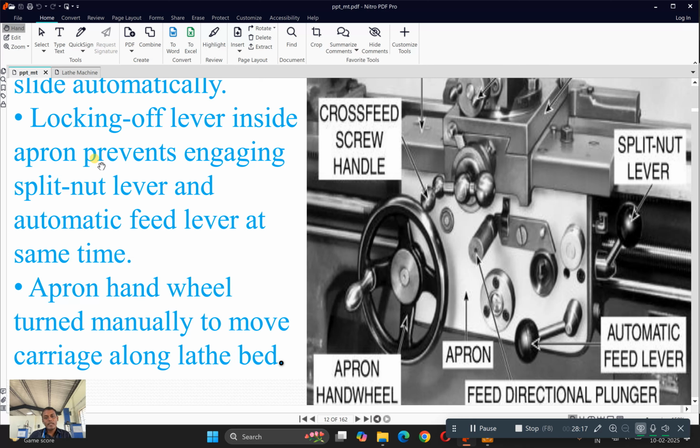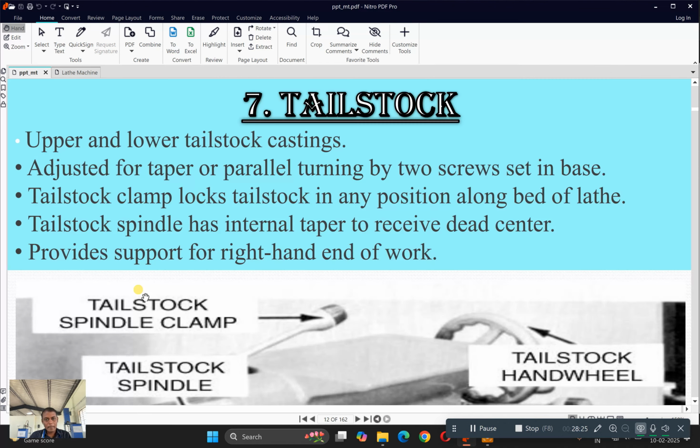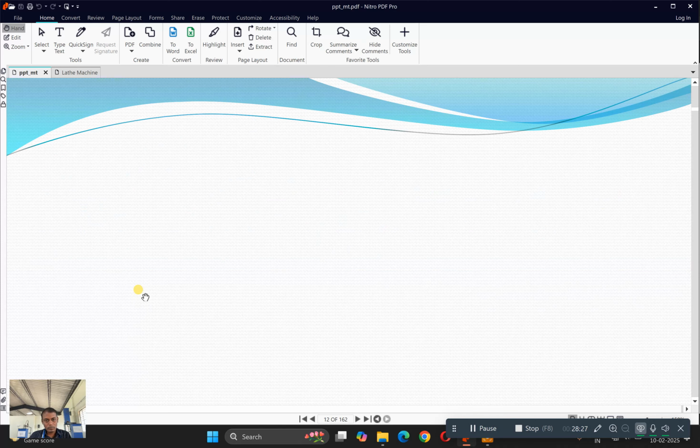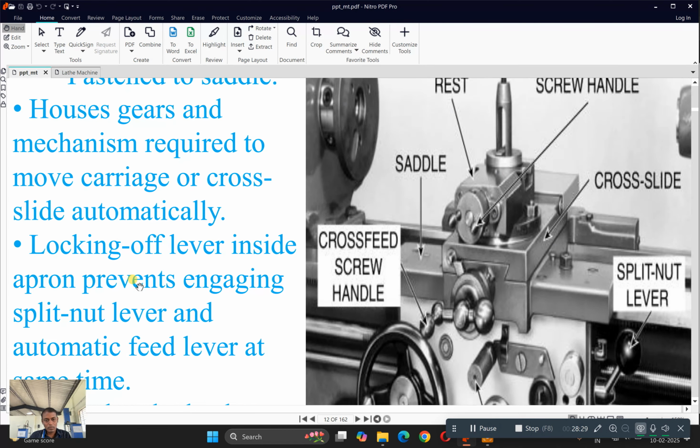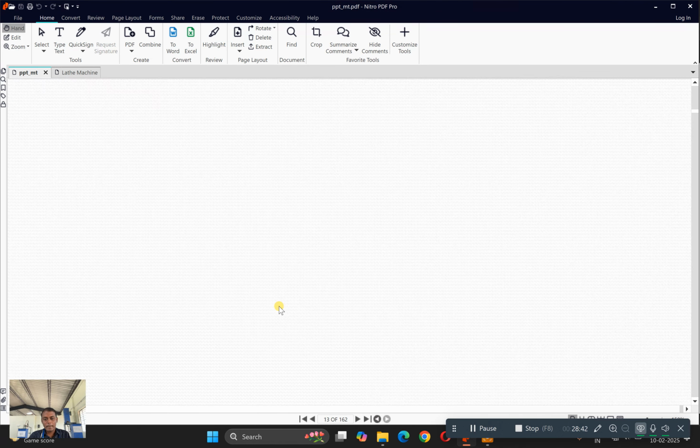Locking of the lever inside the apron prevents engaging the split nut lever and automatic feed lever at the same time. The apron hand wheel may be turned manually to move the carriage along the lathe bed. By rotating this hand wheel also, you can move your lathe carriage from one end to the other.